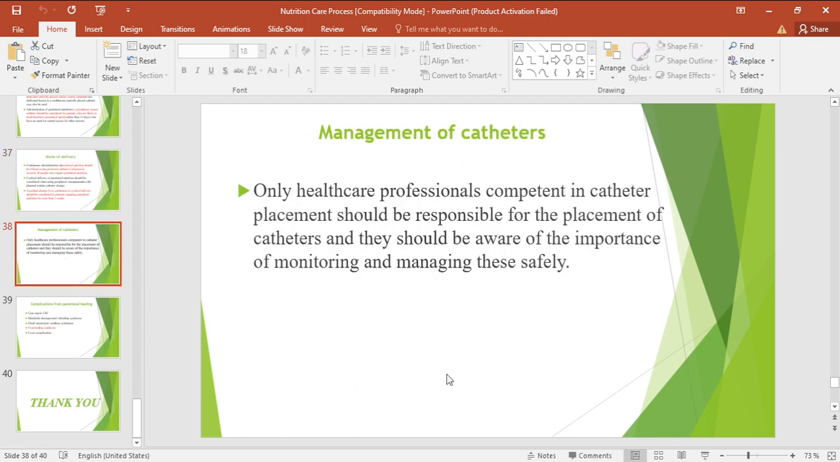Management of these catheters. You have to make sure that competent health professionals are able to carry out the management. And the catheter placement should be done by qualified professionals, and they should be aware of the importance of monitoring and managing this safely.